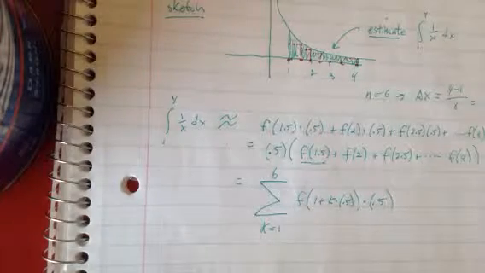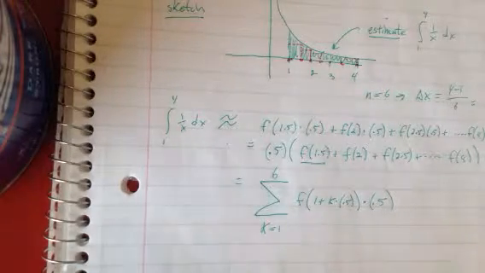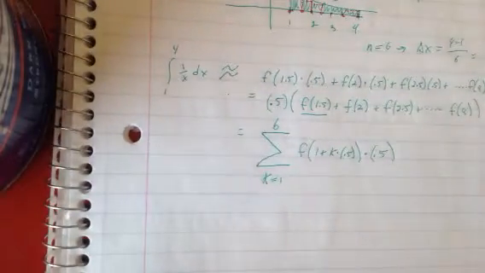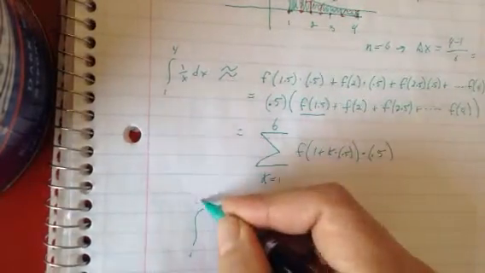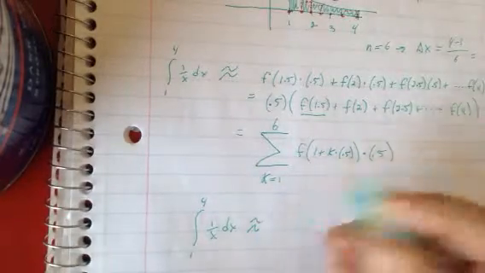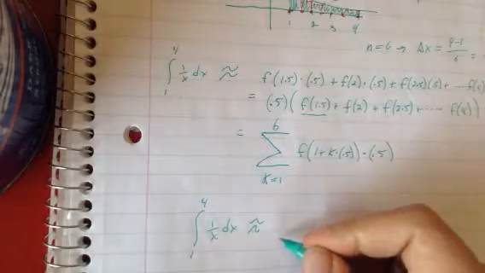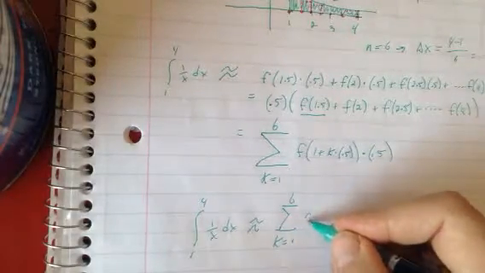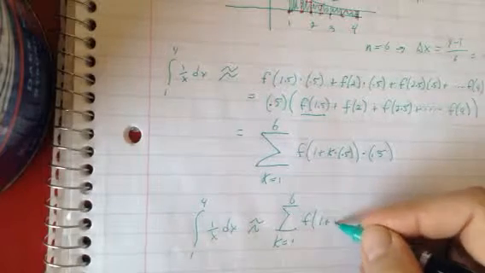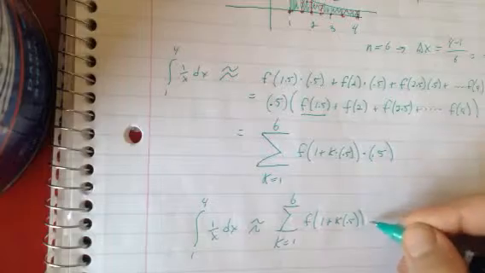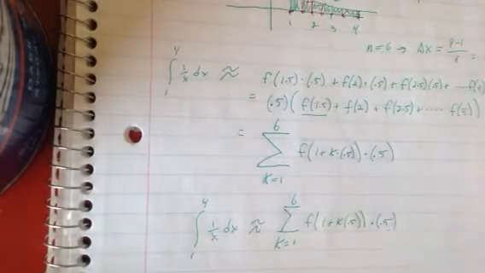So there's our summation notation of it. So what we can say is, and I'll let you calculate that number, we can say that the definite integral from 1 to 4 of 1 over x dx is approximately equal to this sum, k equals 1 to 6 of f of 1 plus k times 0.5, times 0.5.